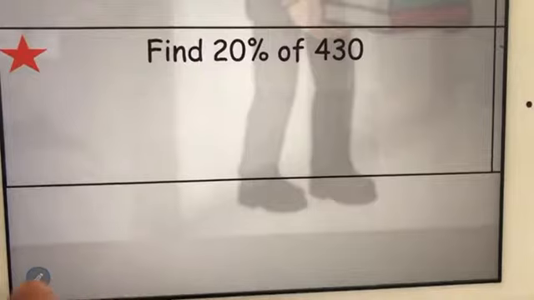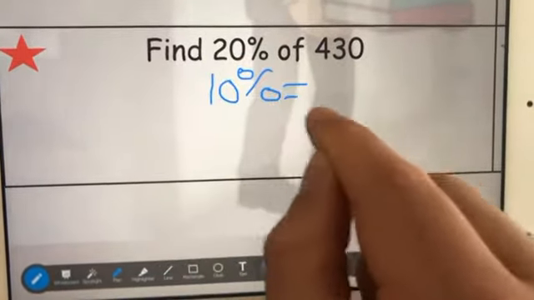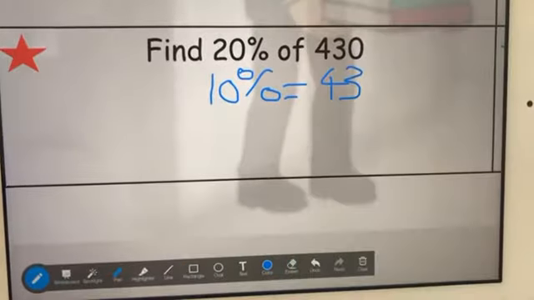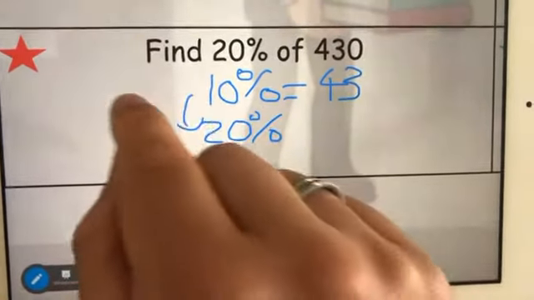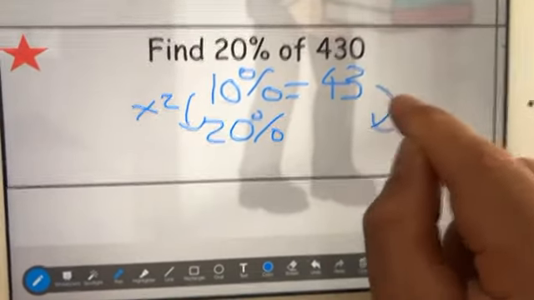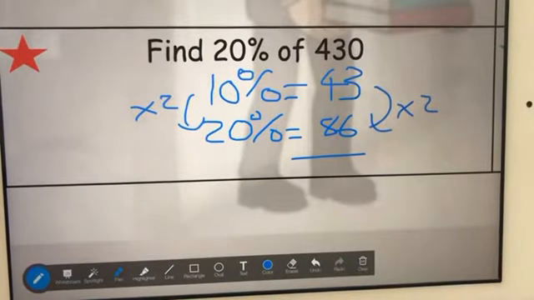Next one, I got 20% of 430. 10% is always the one we work out first, which is 43. Just chop a 0 off. And then 20% will be double that, because I'm going to times both sides by 2. Gives me 86. 20% is 86 for 1 point.